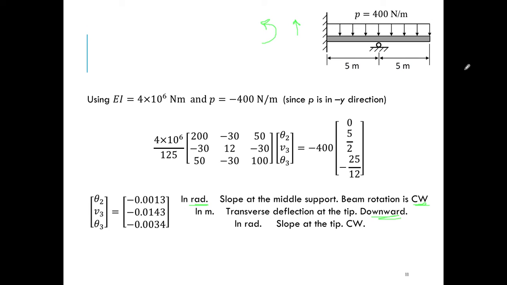Finally, because of the consistency of units, this V3 also comes out in meters, because I just used standard SI units throughout. As you recall, we had discussed that the user has to be careful about units, because in the end you just get a matrix equation that you end up solving, with complete disregard for what those physical quantities are.